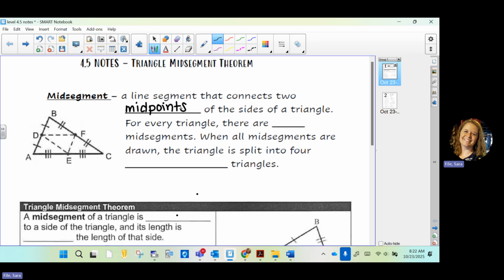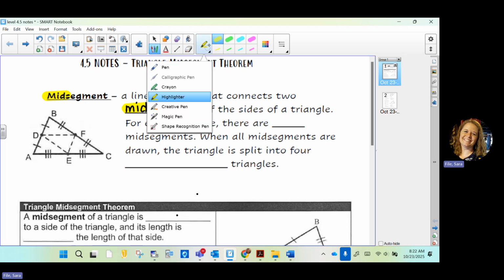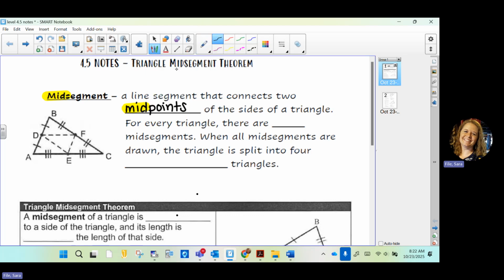Okay, so if you want to highlight or outline or underline part of the word, it's got mid in it. Okay, so it's midpoints. Mid-segment connects midpoints, if that helps you. In every triangle, just like with the medians and the altitudes and everything, you could have 3 different mid-segments.